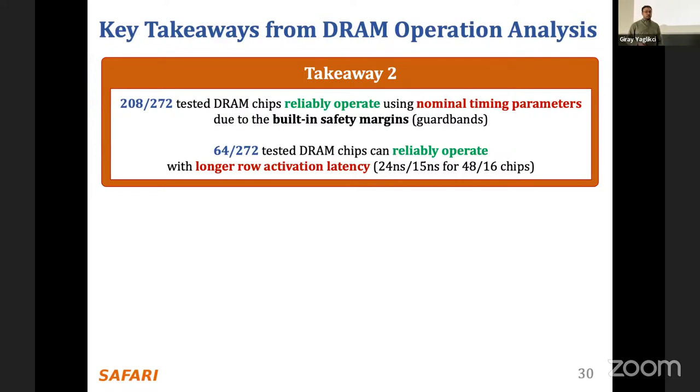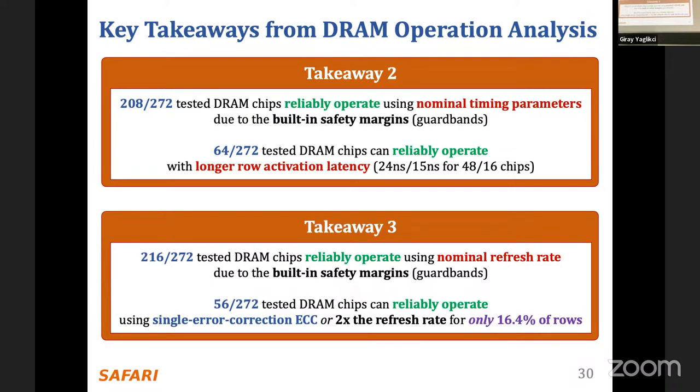We have two takeaways from this study. The first one is that most of the tested DRAM chips operate under nominal timing parameters due to the built-in safety margins, or as we call them, guard bands. And also, for the remaining small fraction of DRAM chips, we can make them operate reliably with longer row activation latency.